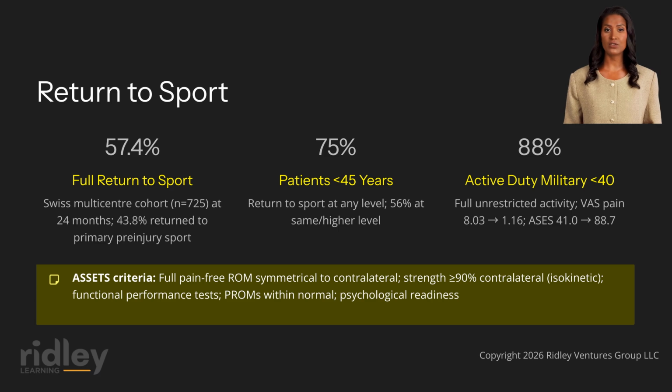The American Society of Shoulder and Elbow Therapists recommends that return to athletic or demanding work activities should be based on completion of a functional progression that includes sport or work-specific exercises, with advancement contingent upon meeting all preceding criteria, including full, pain-free active range of motion, symmetrical to the contralateral side, strength of 90% or greater of the contralateral side on isokinetic testing, successful completion of functional performance tests, patient-reported outcome measures within normal or pre-injury ranges, and psychological readiness including confidence and low fear of re-injury.